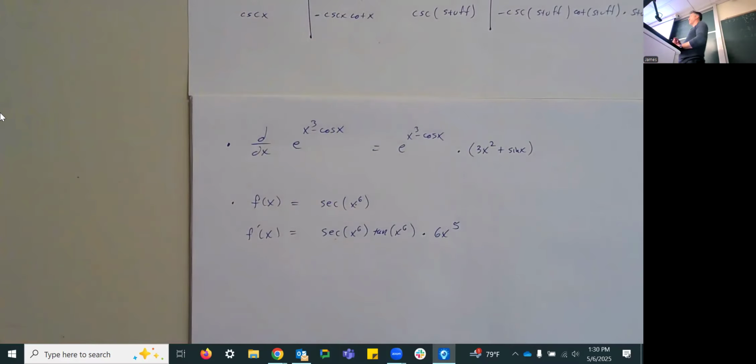So whenever your argument is any more complicated than just x, you're thinking of the original formula, replacing it with whatever that more complicated thing is. And then at the end of the process, we're multiplying by what? The what? Not the stuff, the what of the stuff. The derivative of the stuff. Very important distinction. You're always multiplying by the derivative of the stuff at the end.